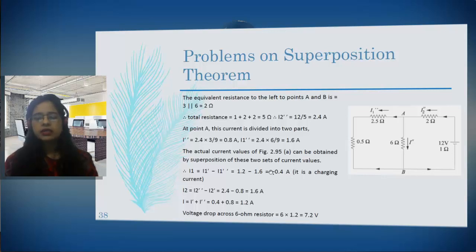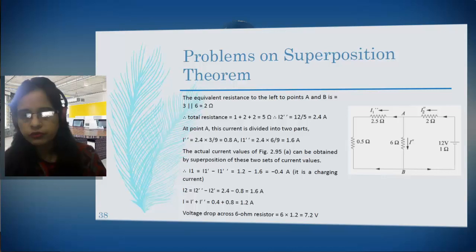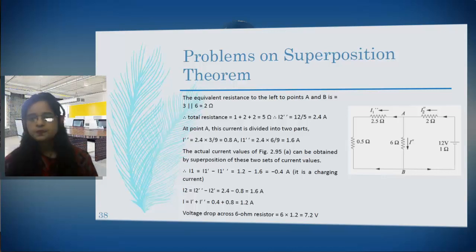Now see, the current is coming as negative. Current can never be negative. Magnitude of current can never be negative. The negative sign means whatever direction we are choosing is opposite to the actual direction. So the magnitude is 0.4.